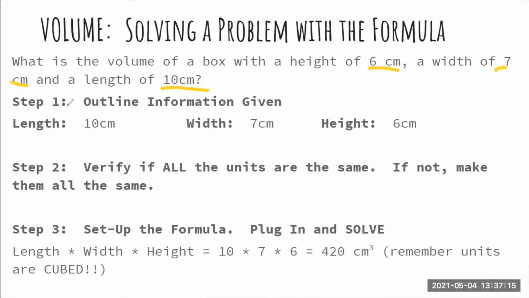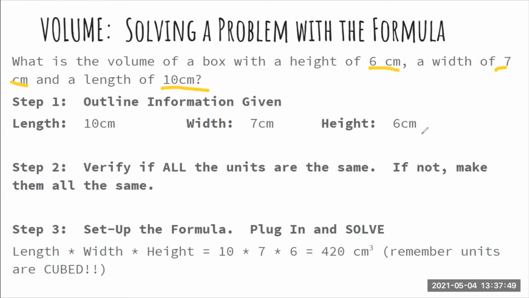And then for step 1, you're going to outline the given information. You were given a length of 10 centimeters, a width of 7 centimeters, and a height of 6 centimeters, right from the problem. Then you have to make sure that all the units are the same. You can't have meters and centimeters mixed. You either have to be all meters or all centimeters, or whatever unit of measurement you're going to be using. If they're not all the same, you have to make them all the same. You can do that using metric conversions, which we will cover coming up.